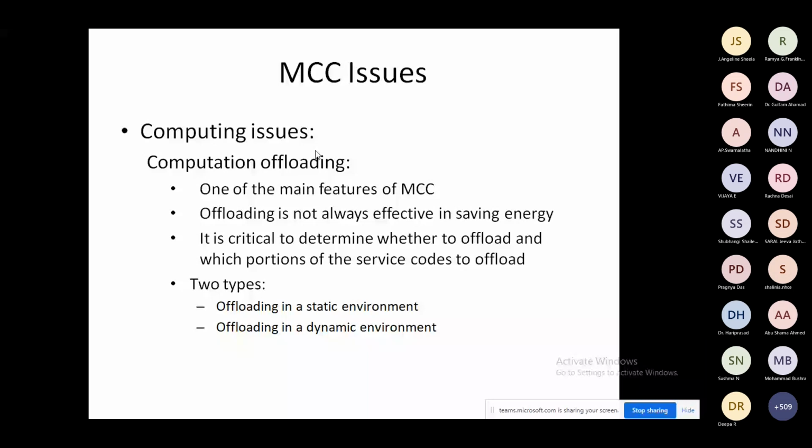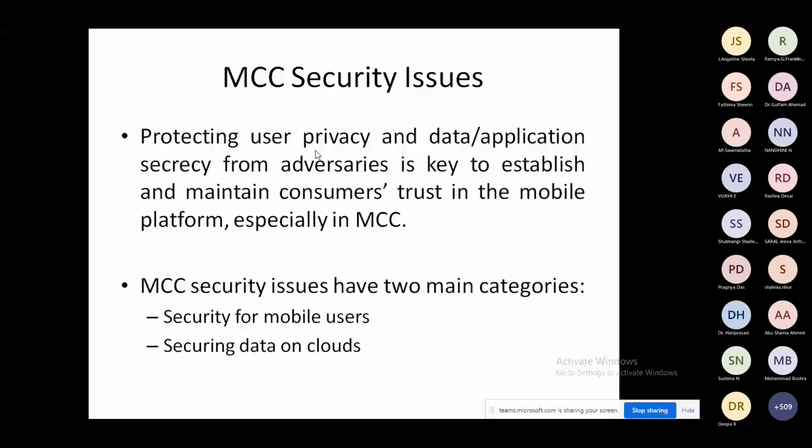Then there are mobile cloud computing security issues. Protecting user privacy, data and application secrecy from adversaries is key to establish and maintain consumers' trust in the mobile platform, especially in mobile cloud computing. And the mobile cloud computing security issues have two main categories: security for mobile users and securing data on clouds.